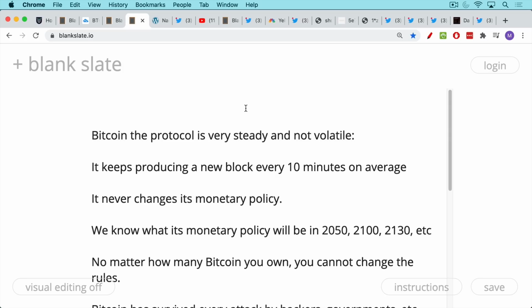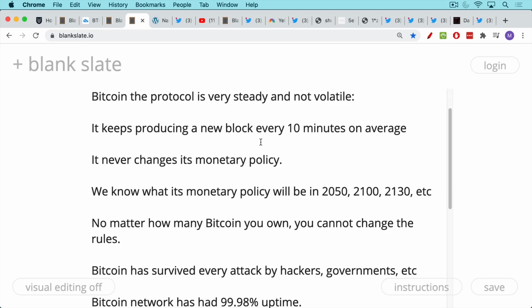It just does what it's been doing for the past 11 or 12 years, and we know its future monetary policy. Monetary policy has a huge impact on currencies. And so the fact that we know that Bitcoin is very scarce, there are only 21 million Bitcoin, and we know the issuance path, we know the future inflation rates for the money supply of Bitcoin, this is extremely helpful. And there's nothing volatile about this.